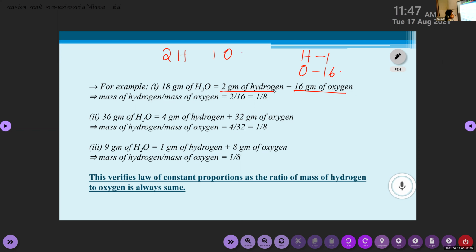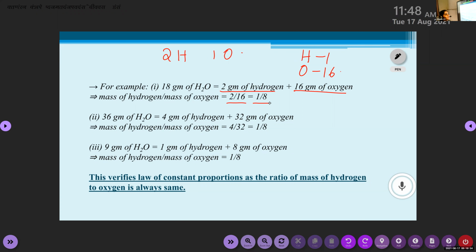Here there are 2 hydrogen atoms, so 2 gram of hydrogen, and 1 oxygen atom, that is 16 gram of oxygen. Then the mass of hydrogen by mass of oxygen is 2 by 16, that is 1 by 8. That's the actual ratio between their mass. I told you 1:2, that's the ratio between the elements present in that compound. But here we are giving importance specifically to mass.